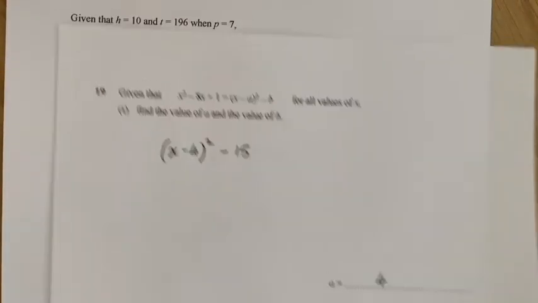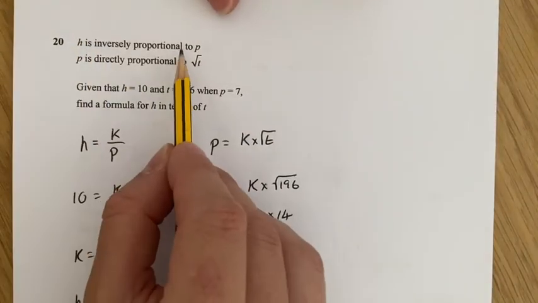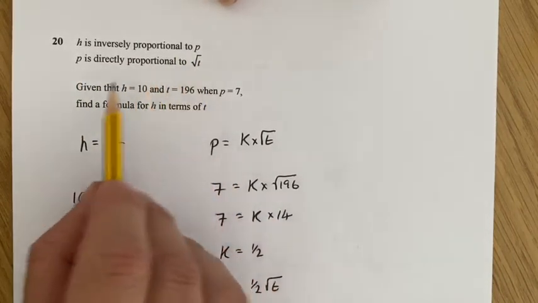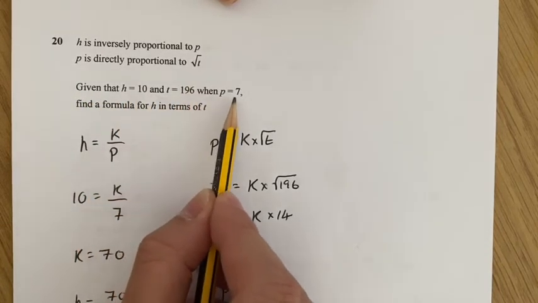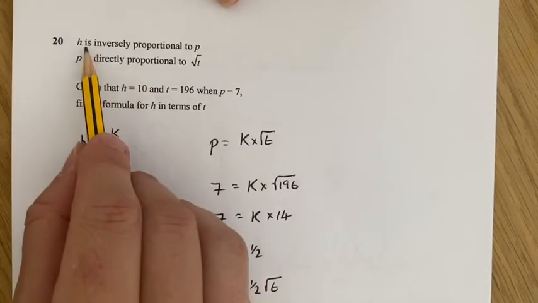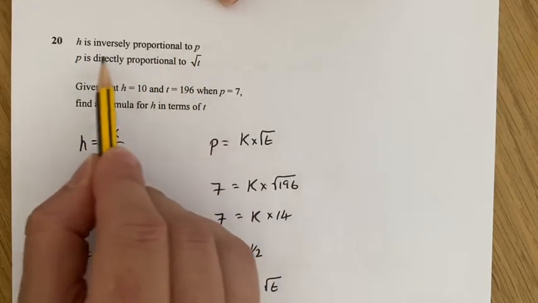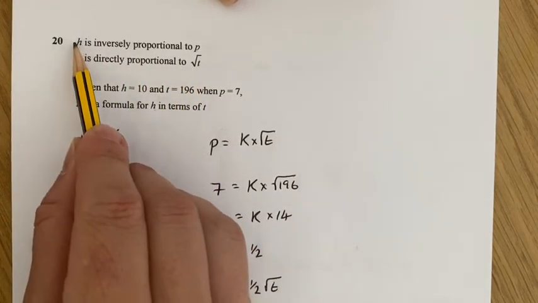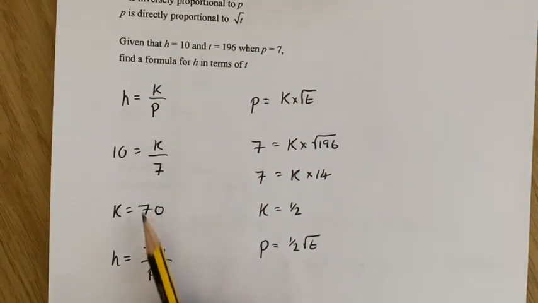Okay, moving on to number 20, proportion. So we know that h is inversely proportional to p, and we know that p is directly proportional to the square root of t. We know that h is 10 and t is 196 when p is 7. Find a formula for h in terms of t. Okay, so we're going to work out a formula to link h to p, and we're going to work out a formula to link p to t, and then we're going to combine them to get a formula that links h to t.